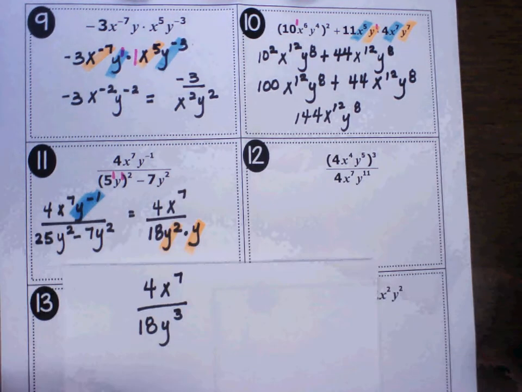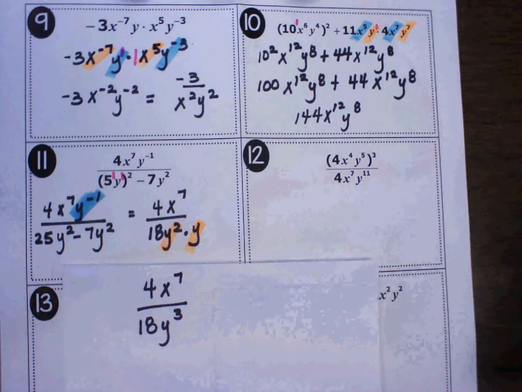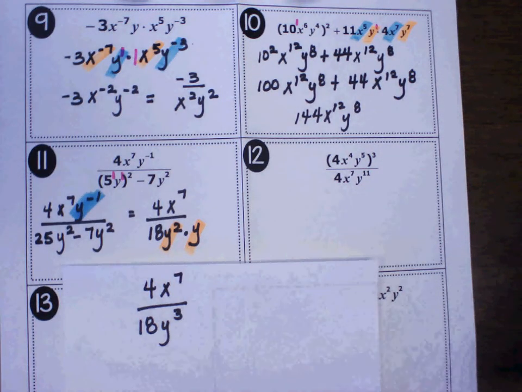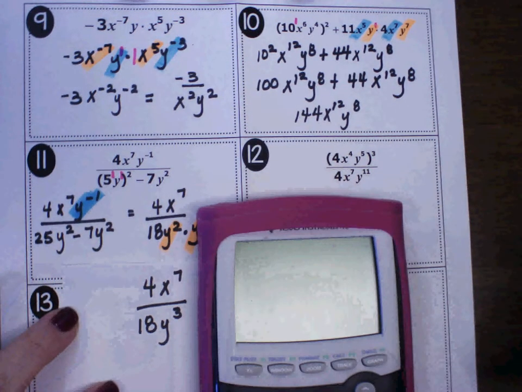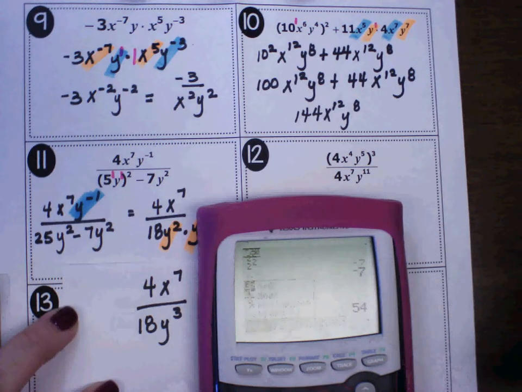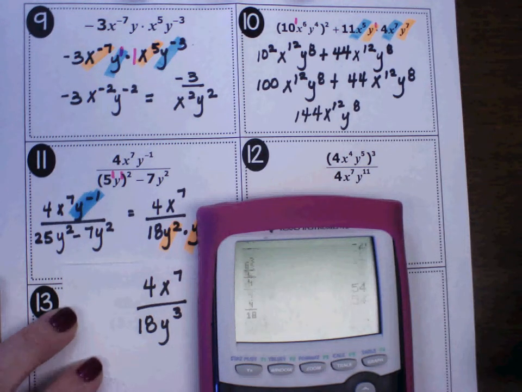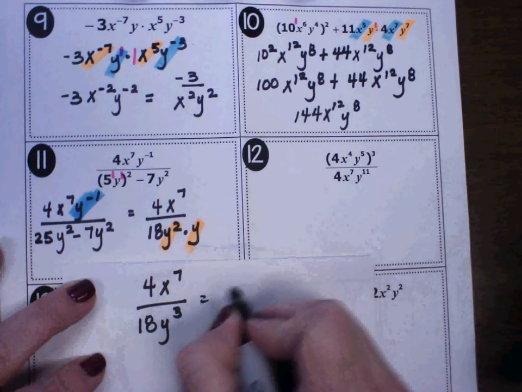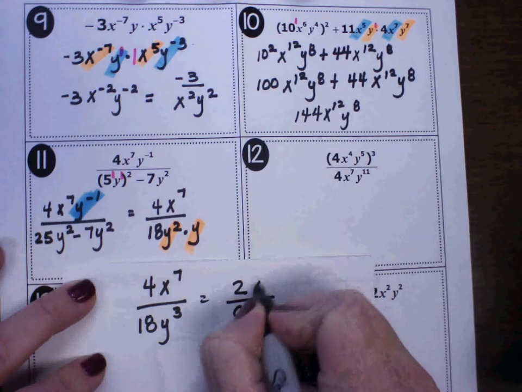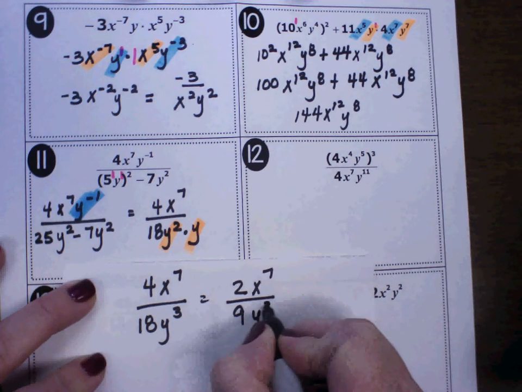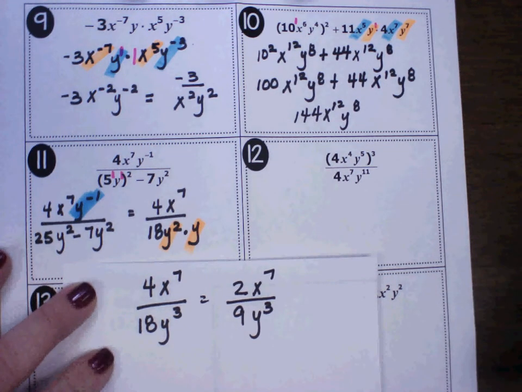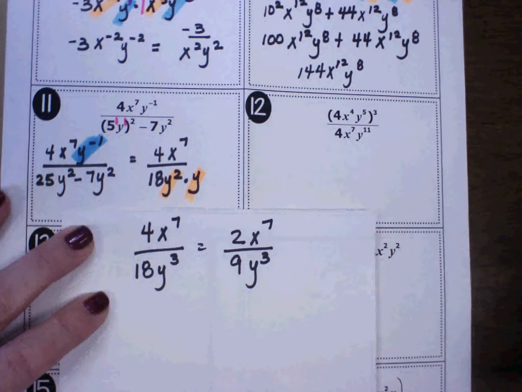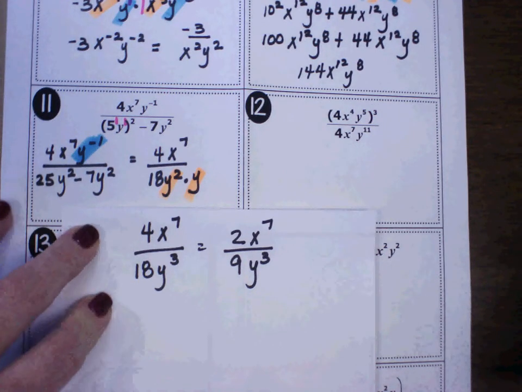And then there's one more thing that I can do. Simplify. Very good. That 4 and that 18. So 2/9? Yes? All right, so this was 2, x^7 over 9, y^3. We're not going to finish.